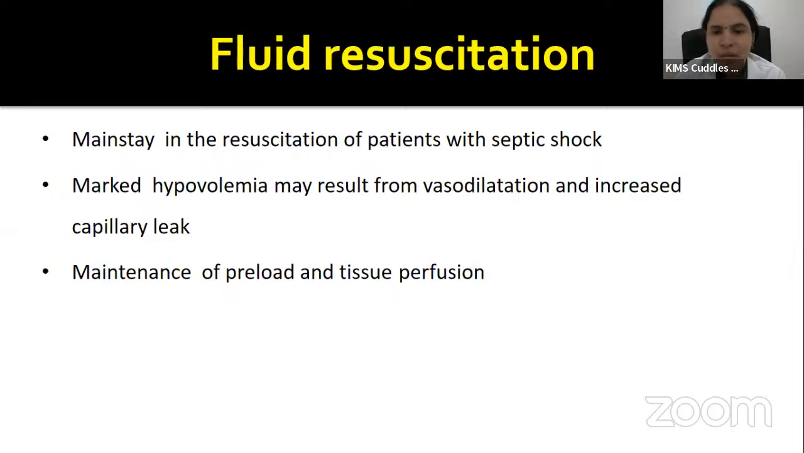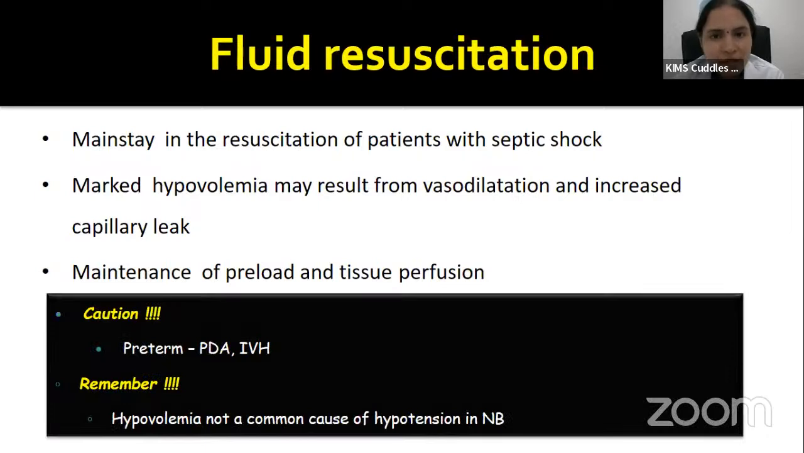Fluid resuscitation remains the mainstay of management in newborns with septic shock. But as we discussed, in newborns, one has to take this decision carefully because isolated hypovolemia is very uncommon. Marked hypovolemia can particularly result in septic shock because of a combination of vasodilatation and increased capillary leak. So there is effectively an increased vascular bed, but there is also increased capillary leak, which can make hypovolemia worse in septic shock. But there has to be a word of caution, particularly in preterm neonates, where there is an increased risk of developing PDA, HSPDA, and intraventricular bleed with hypervolemia.